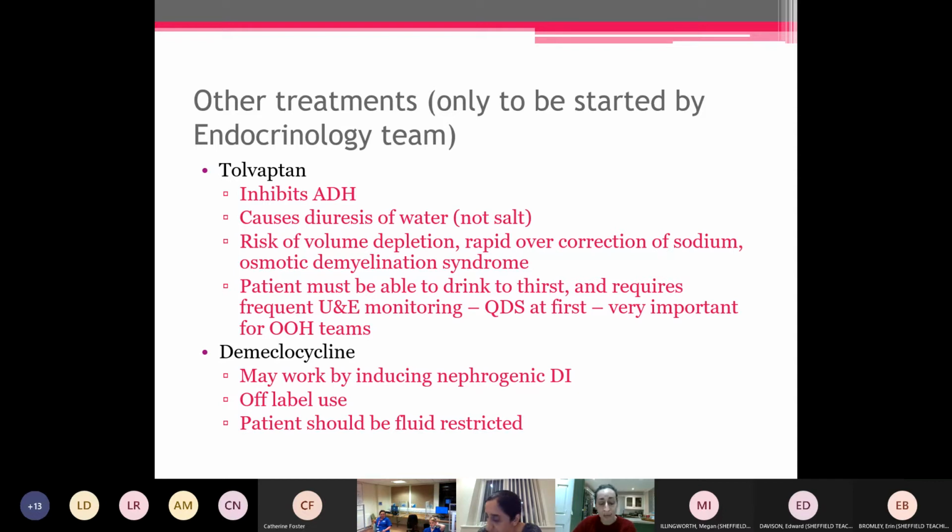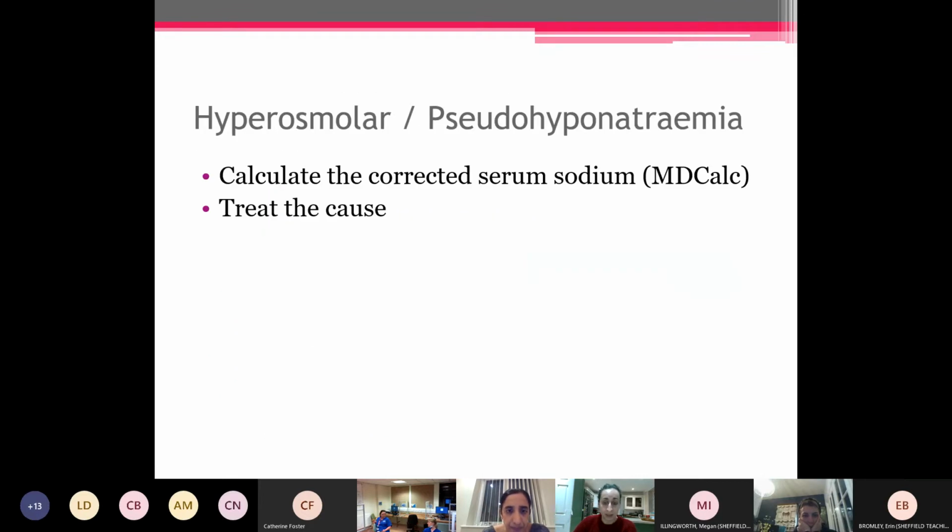And then you've got demeclocycline, which is not really used as much anymore. Again, it needs really close monitoring, and these patients would be fluid restricted. That slide's probably in the wrong place in all honesty, but as I mentioned earlier, with your hyperosmolar hyponatremia, with your hyperglycemias, you can calculate the corrected sodium on MD Calc, and then you would treat the cause. You don't treat the sodium.